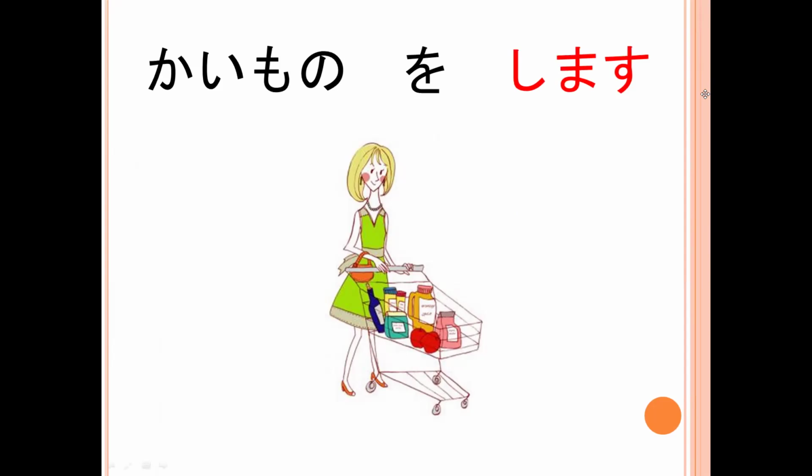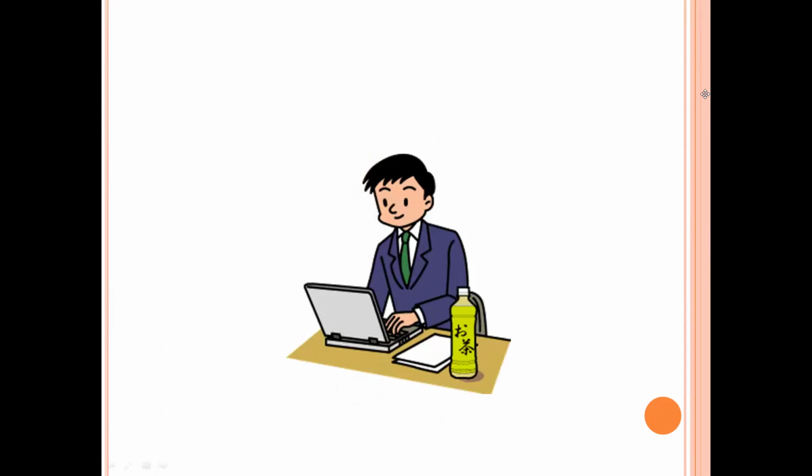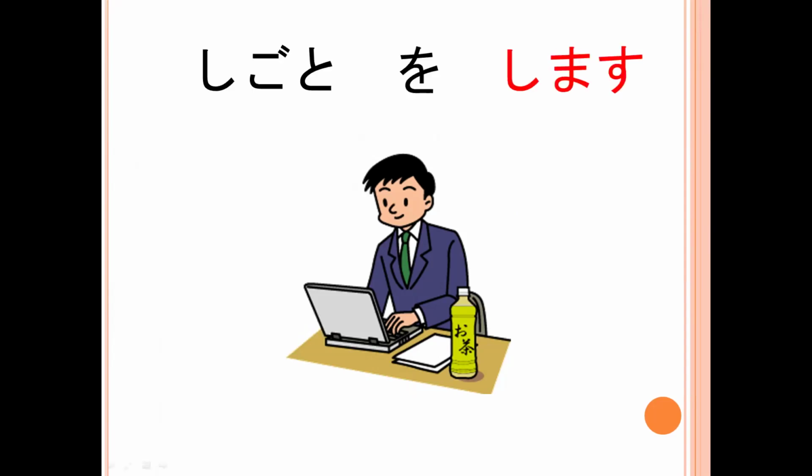Kaimono o shimasu. Here what this person is doing, this person is working. He is working in an office. So shigoto o shimasu. He is working.